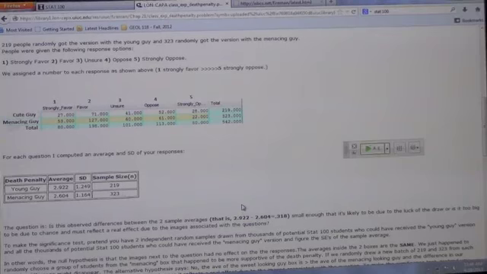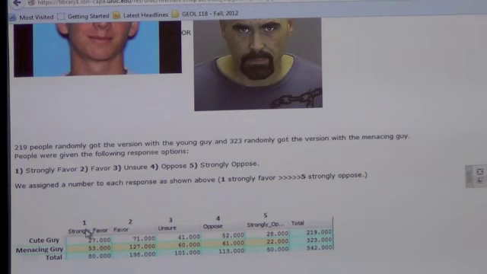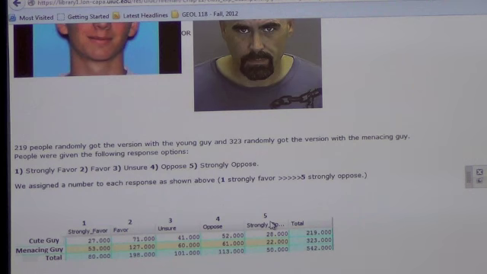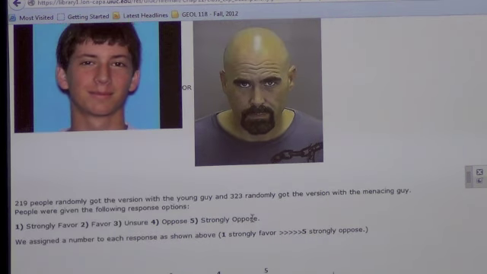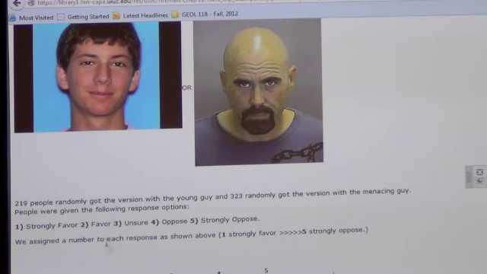So what I did was I computed an average. It went from strongly favor, you really want to kill the guy, to you really want to save the guy. My hypothesis was that because this guy's scary, you'd be more likely to want to kill this guy than this guy. And it might change your answer of whether or not you're in favor of the death penalty. You didn't know this was an experiment, but I thought it would be fun, and then we could analyze it. So this is your homework.